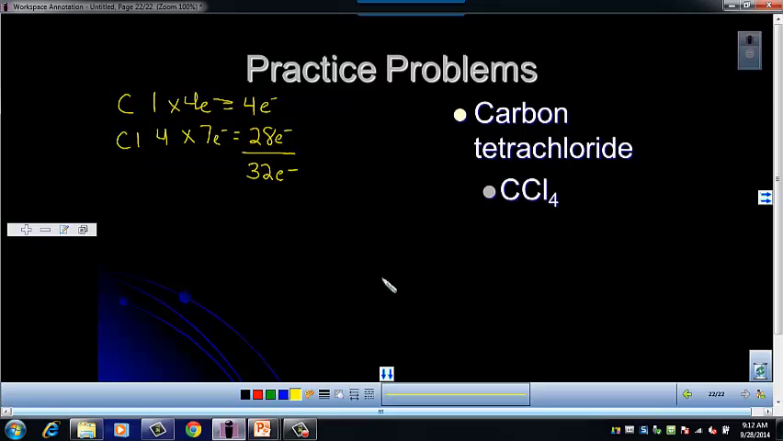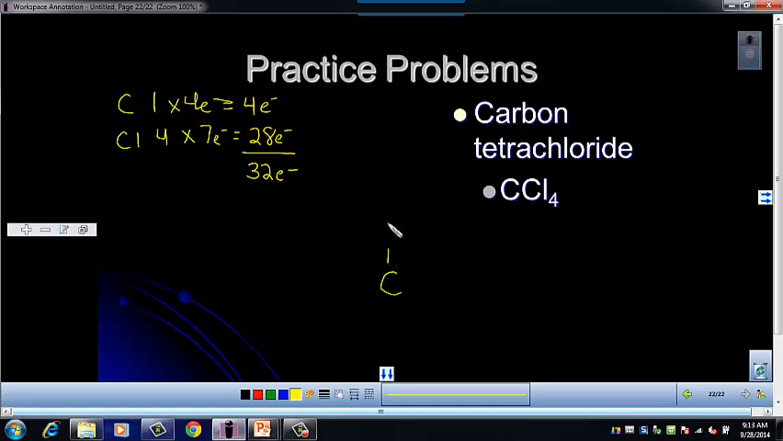The next rule says that we're going to guess at a structure and hook the atoms together using single bonds. And it says usually the atom that is the first element is in the middle, so that's carbon, or the most metallic, which carbon would be because it's further left in the periodic table than chlorine. So let's put carbon in the middle.